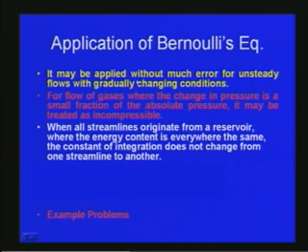without much error for unsteady flow, also with gradually changing condition. We have already derived the equation for steady state condition, but if the variation is very gradual, then still sometimes we can use this Bernoulli's equation for unsteady flow with gradually changing condition. And also for flow of gases where the change in pressure is a small fraction of the absolute pressure, we can treat it as incompressible, and then the Bernoulli's equation can be considered.